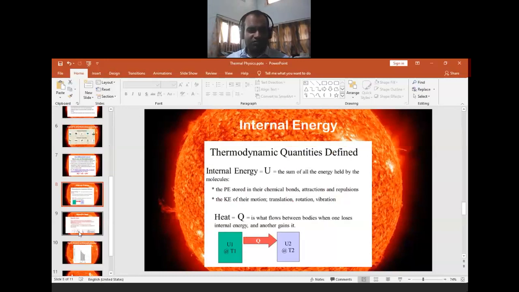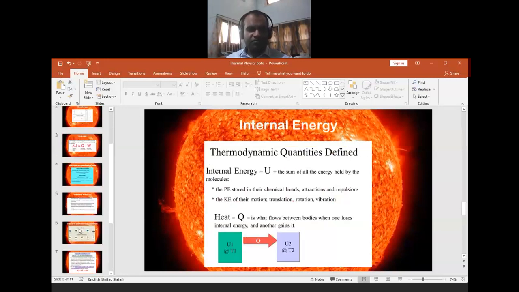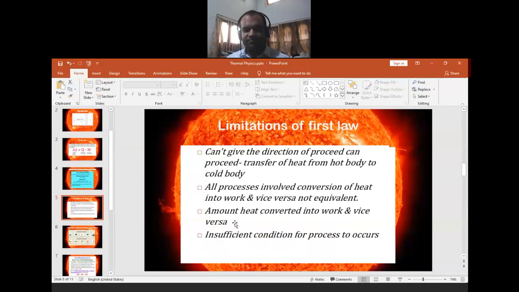Limitation means one of the limitations. So, where were we? Yeah, an insufficient condition for the process to occur: under which condition can it occur? Will it occur in an isothermal process or an adiabatic process, or under what condition will this conversion of work into heat or heat into work occur? Okay, I will stop sharing this PowerPoint.